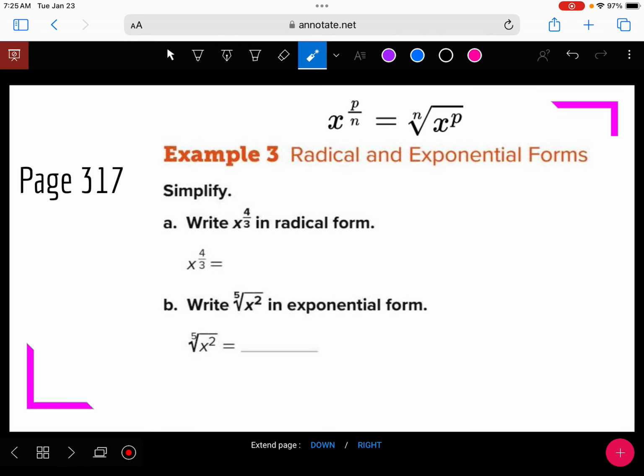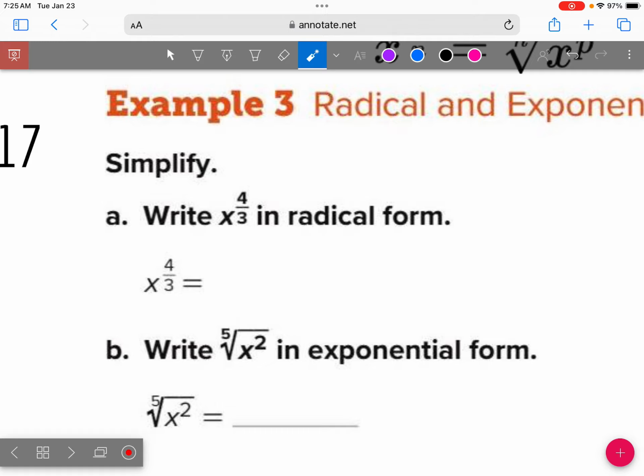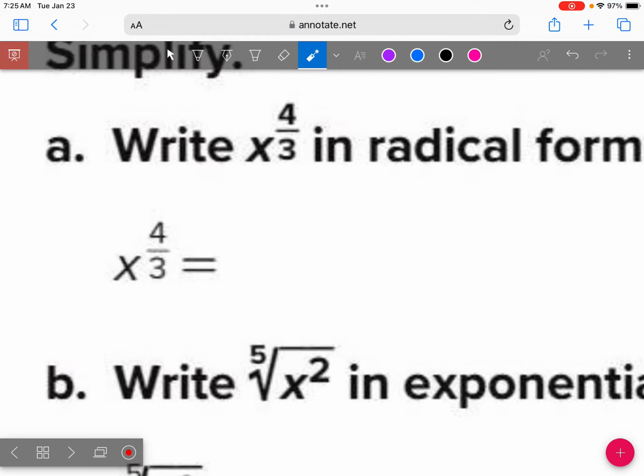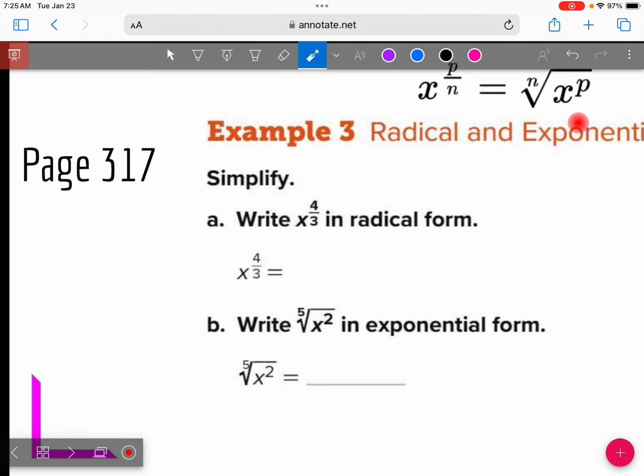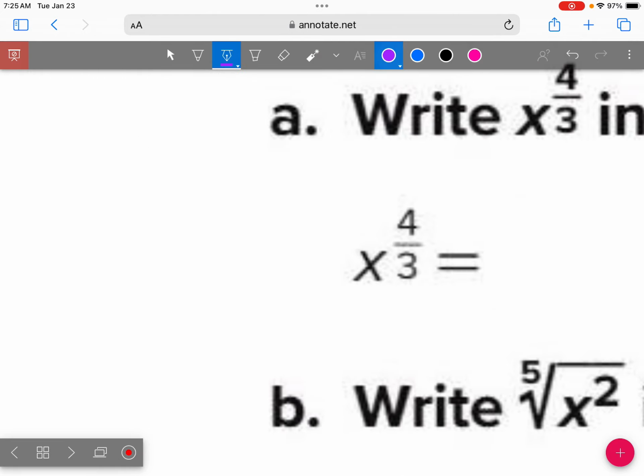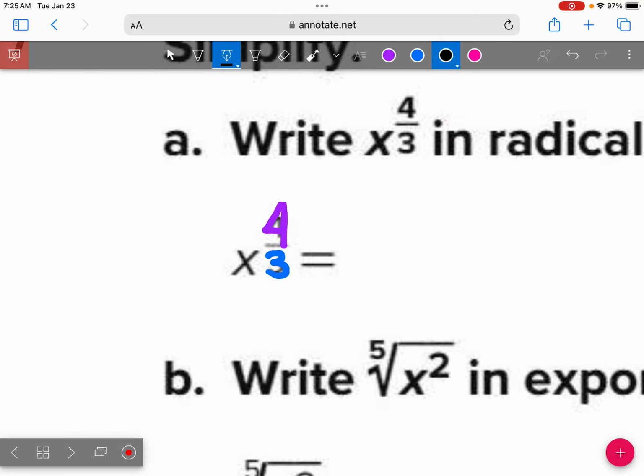Okay. I was waiting for the pen to go down. So here's our first two. We're going to write x to the 4/3 in radical form. So I even gave us our little rule up here. x to the p over n. That means that this is my power and this is my index.